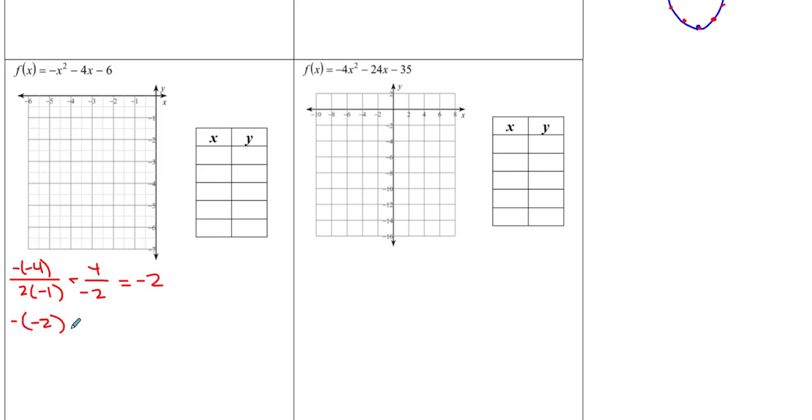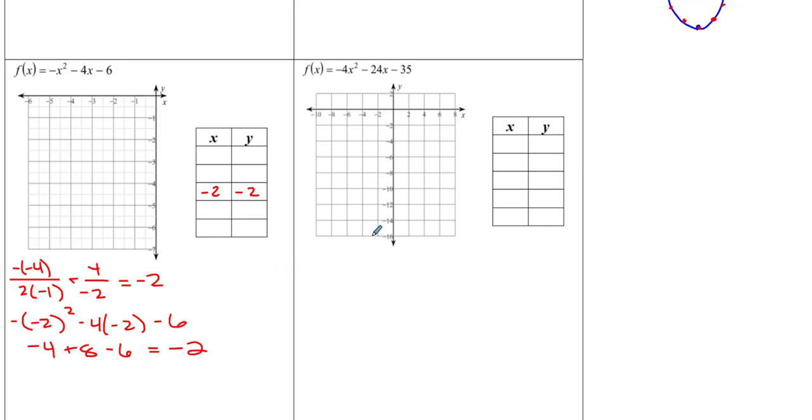Let's do -2 squared minus 4 times -2. Then we got -6. This is going to be 4, so -4. -4 plus 8. -4 times -2 plus 8, if I'm correct. And then -6. And that's going to give me -2. All right, so that is my vertex, -2, -2.